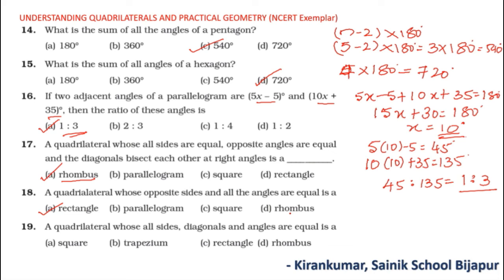Question 19. A quadrilateral whose all sides, diagonals and angles are equal is? Since in a rectangle only opposite sides are equal, it has to be a square because all sides are equal, diagonals are equal, and all angles measure 90 degrees. So the right answer is a square.